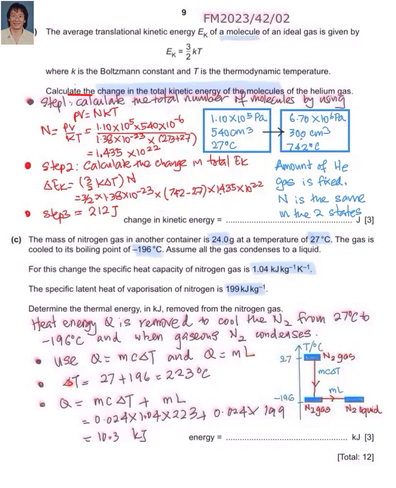So your delta T is the change in temperature, because your nitrogen gas will cool down from 27 degrees Celsius to minus 196 degrees Celsius. So the change in temperature will be 223 degrees Celsius. Then you can use Q, which is the energy removed, equals mc delta T plus ml. So it'll be 0.024 times 1.04 times the change in temperature, which is 223, plus 0.024 times 199. This will give you 10.3 kilojoule.